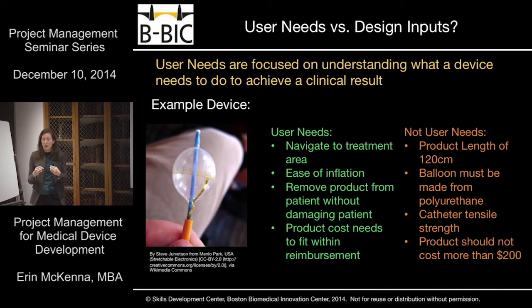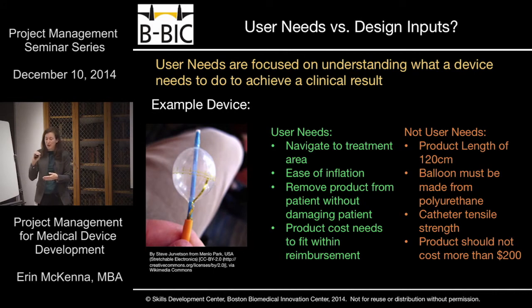Or when you hear a user say something like that, it's worth asking why. Why do you think it needs to be made from polyurethane? What's telling you that? Is that because comparable products are made from that material? Just try to understand more around why a user might be perceiving that that's a need.